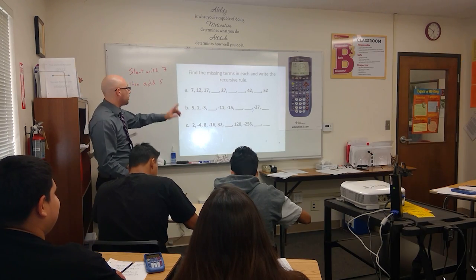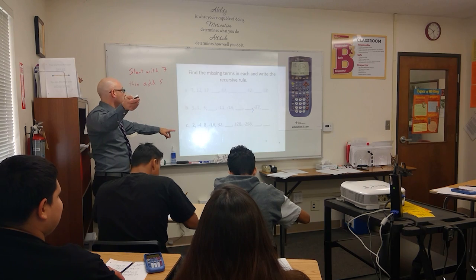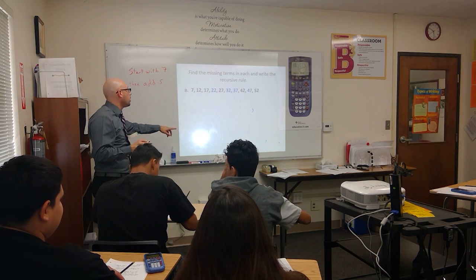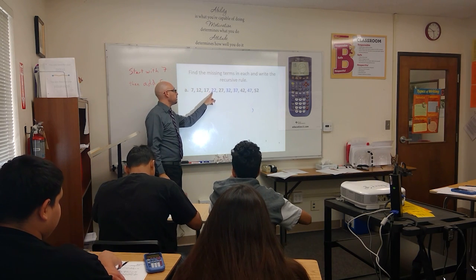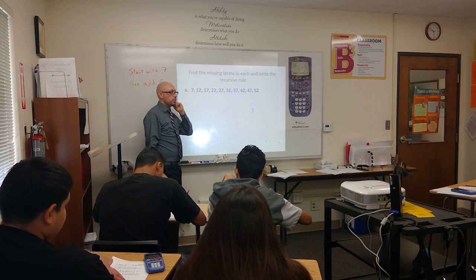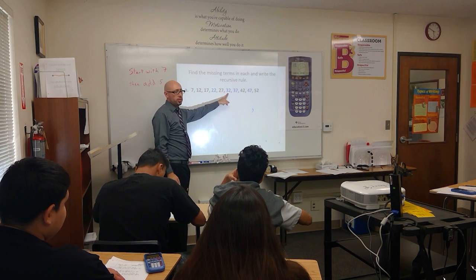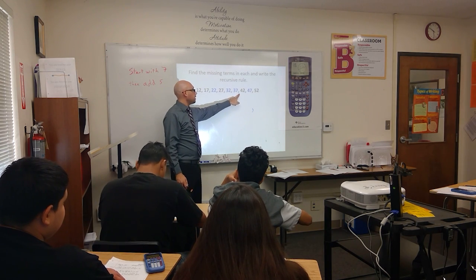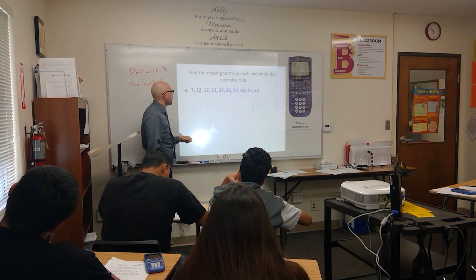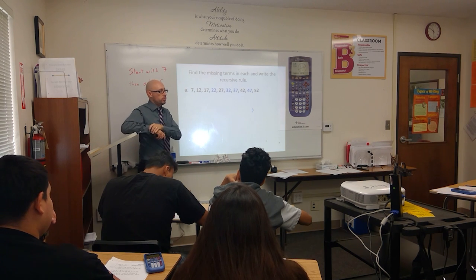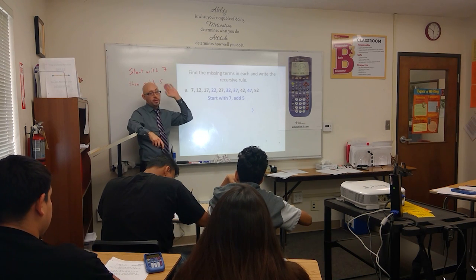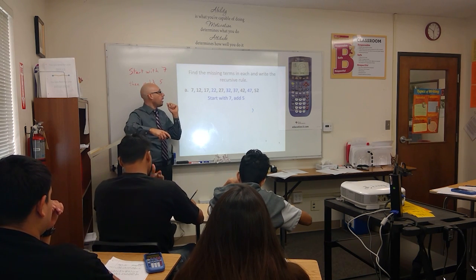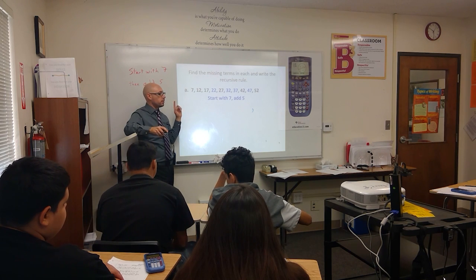All right, let's check our answers with the board. So, we have these ones missing. 7, 12, 17, 22? Yeah. We have 32? Yeah. 37 and 47? Yeah. All right. What was the recursive rule? Start with 7, add 5. Okay. And the board says start with 7. All right. Next one.